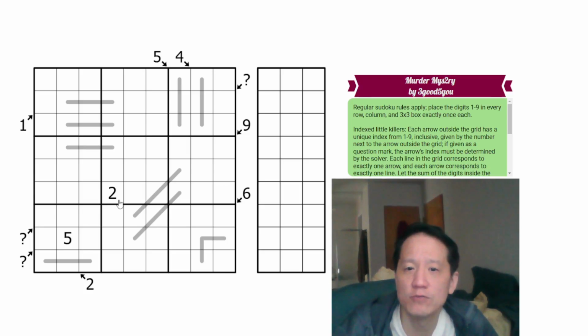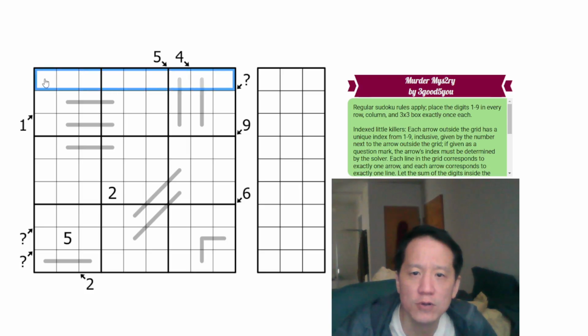And here are the rules. Regular Sudoku rules apply. Place the digits 1 through 9 in every row, column, and 3 by 3 box exactly once each.